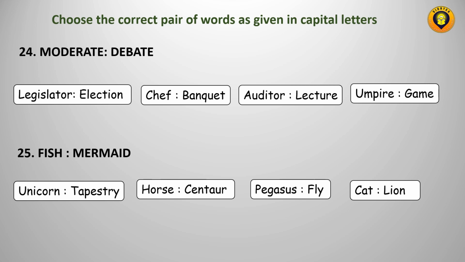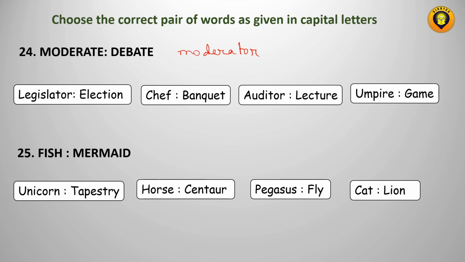Moderate and debate. Okay, so when a debate goes on between two people, there stays a moderator, who actually moderates the debate. That means he or she plays as a neutral person who will set the debate so that the two people involved don't fight with each other and are given a proper time to speak, so that someone will not interrupt the other. So a moderator's role is very much important in a debate. So he has to play a neutral role. Now, legislature is a place where laws are made. Election is a process. It is not totally related to the legislature.